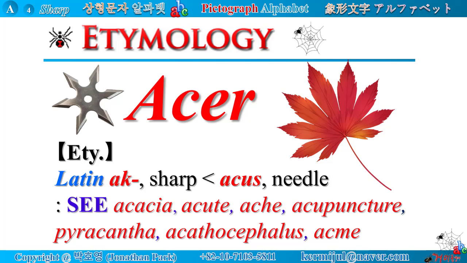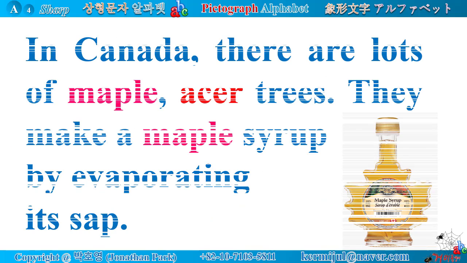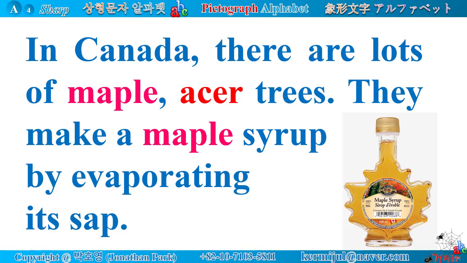There are many related words having this root, such as acacia, acute, ache, acupuncture, pyracantha, acanthocephalus, acme, etc. The leaf of an acer tree, maple, is very sharp and looks like a ninja star. In Canada, there are lots of maple, acer trees. They make maple syrup by evaporating its sap.